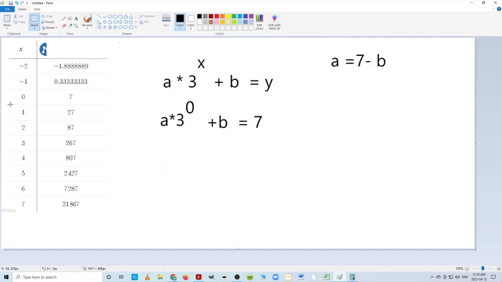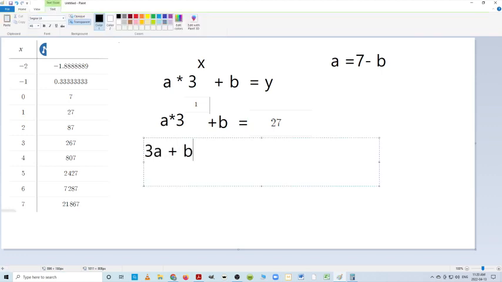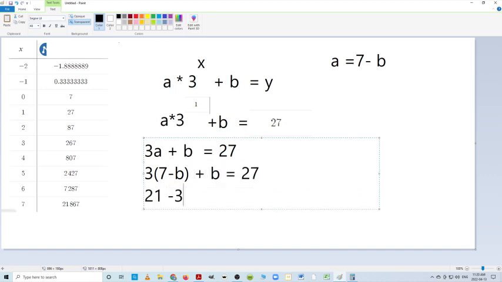Now I'm going to go and work with x is 1. Well, when x is 1, y is 27. Okay. Well, 3 to the 1 is 3, so I get 3a plus b is equal to 27. But in the first equation, I discovered that a is also equal to 7 minus b, so I can replace it like that. Suddenly I have all b's. 21 minus 3b plus b is equal to 27. When I subtract 21 from both sides, I get, and what's minus 3b plus b? Minus 2b is equal to 6. Oh, look at that. b is equal to minus 3.